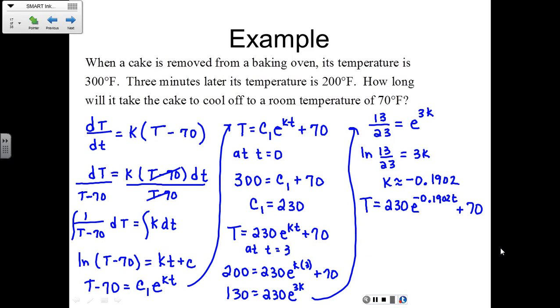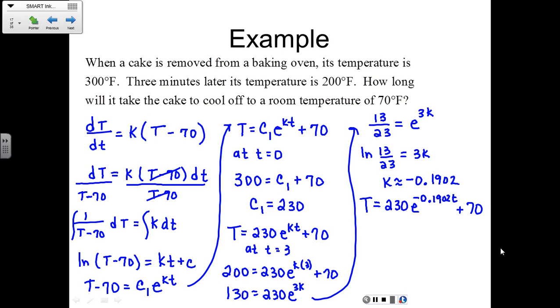There's a problem with it though, guys. Problem with solving that. If I plug the 70 in right here, those 70s are going to get 0. You're going to divide by 230, it's going to get 0. E to the power of anything is never going to equal 0. Because if you think about it, you won't be able to solve this. How long does that take to remain 70 degrees? Forever.